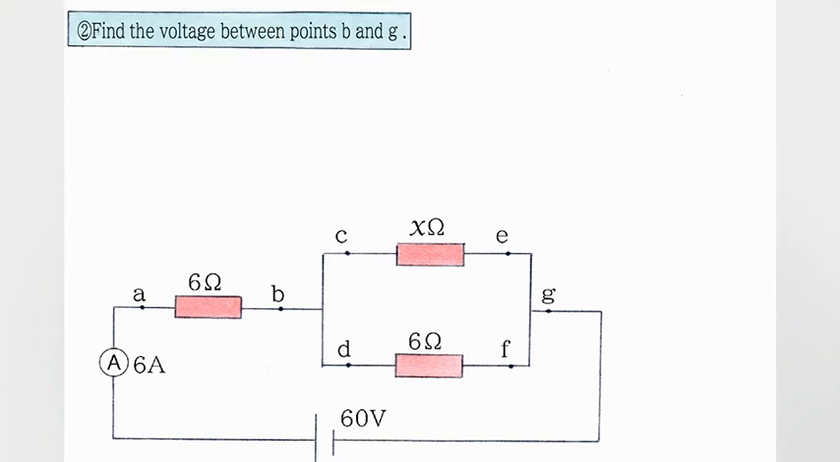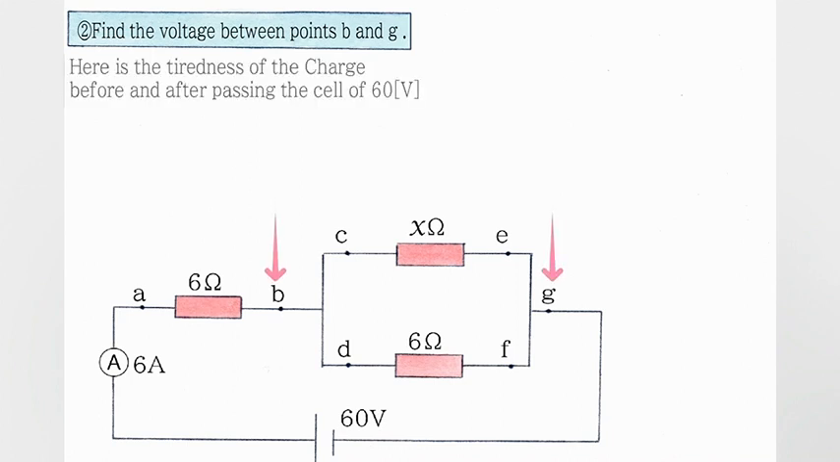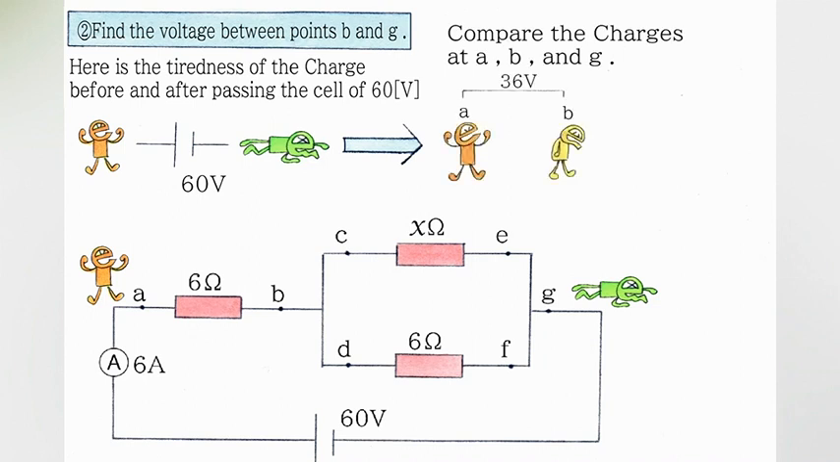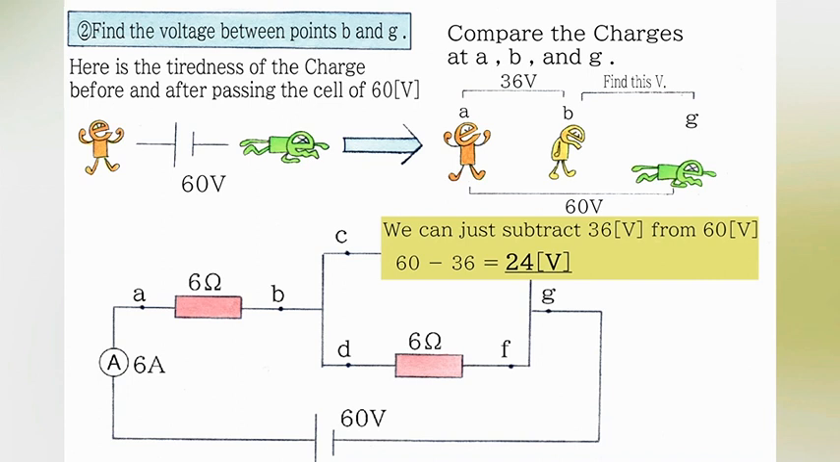Number 2. Find the voltage between points B and G. Here is the tiredness of the charge before and after passing the cell of 60 volts. Compare the charges at A, B, and G. We can just subtract 36 volts from 60 volts. 60 minus 36 equals 24 volts.